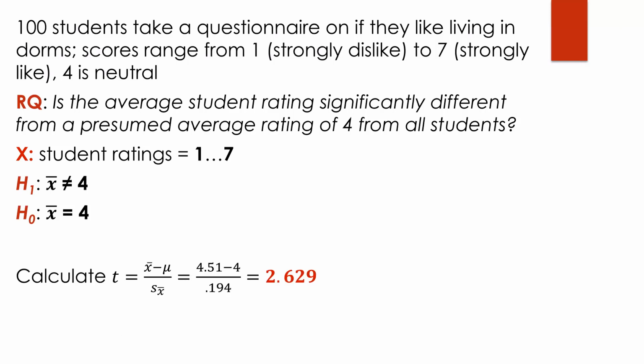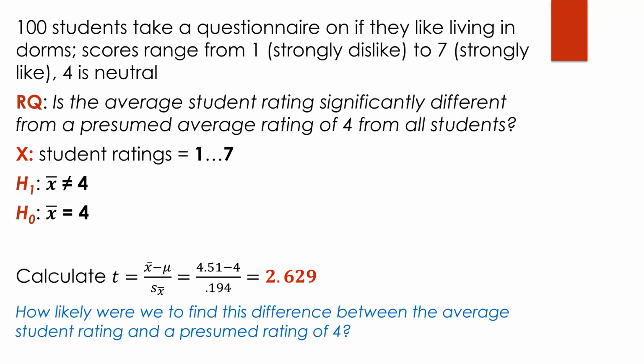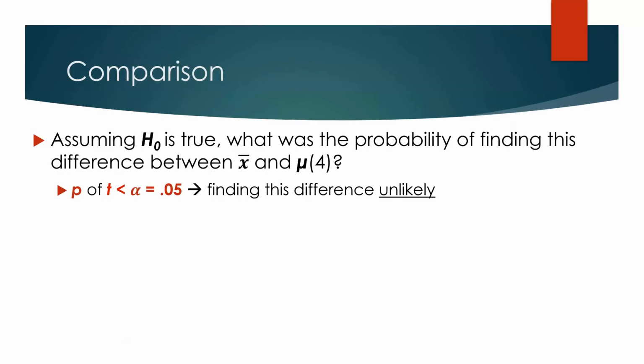So remember, the t-score that we calculated is 2.629. And now what we need to determine is how likely we were to find this difference between the average student rating and a presumed rating of 4. If we assume the null is true, if we assume the average student rating should be equal to the presumed rating of 4, how likely were we to find this difference that we did find? So remember, we have to find the probability, because if the probability of our t-score is less than 0.05, then finding that difference we found between our sample and population means is considered unlikely.